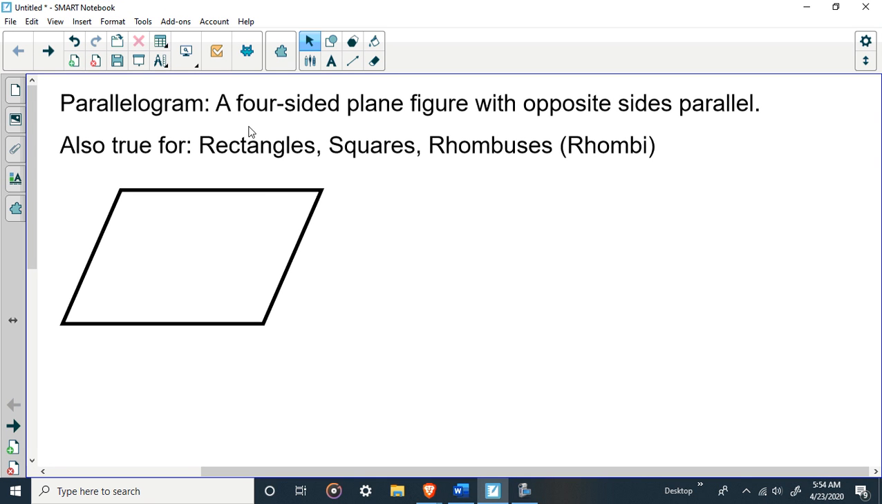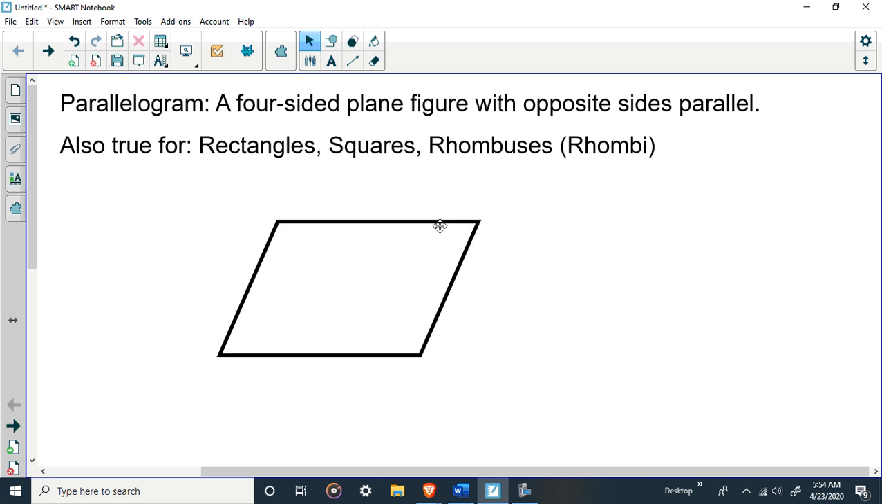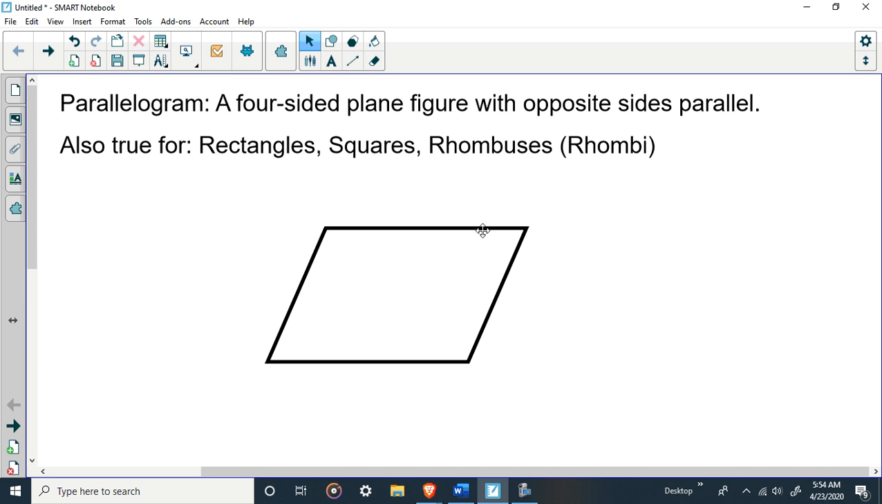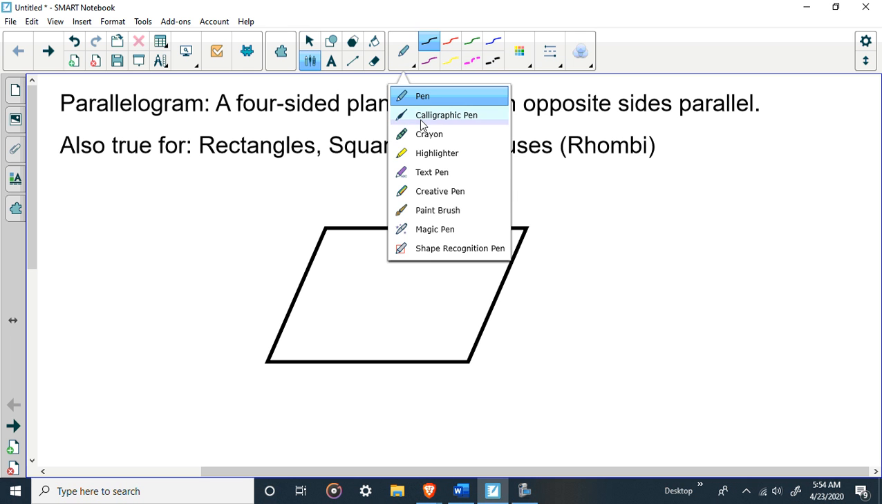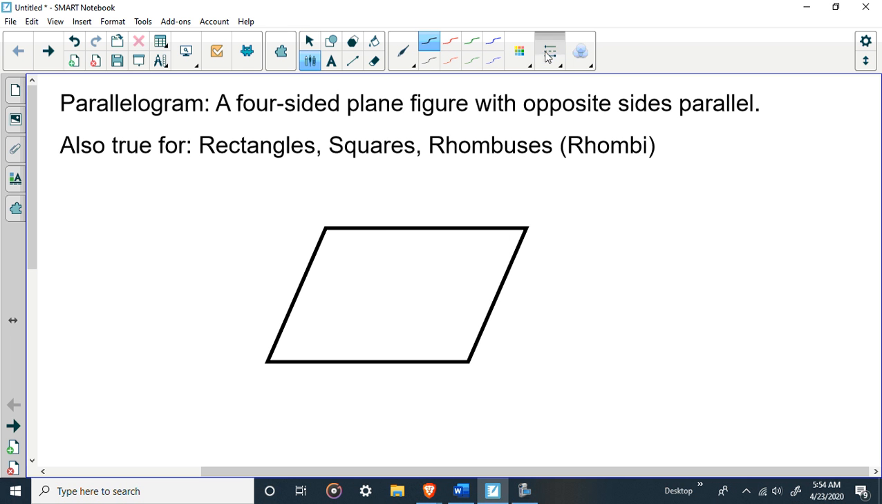A parallelogram is a four-sided plane figure with opposite sides parallel. Now, that little nugget of information, that it's got opposite sides parallel, leads us to being able to tell everything else that we know about parallelograms. So let's just start by labeling. We'll say these sides are parallel. Opposite sides are parallel. No big deal there.